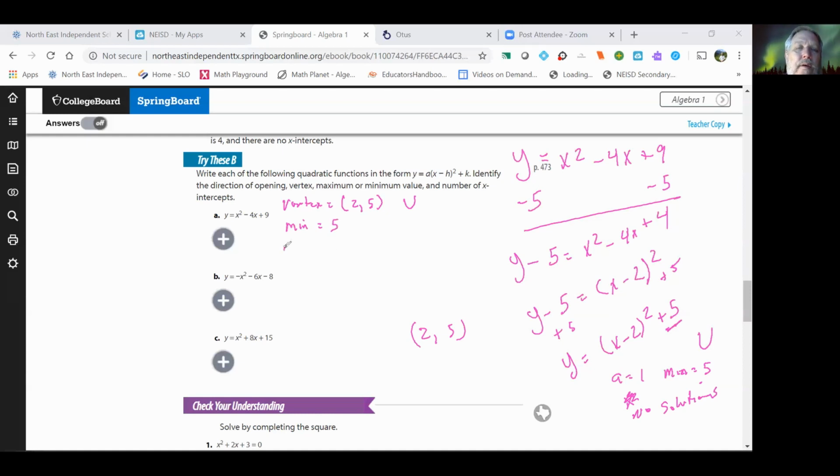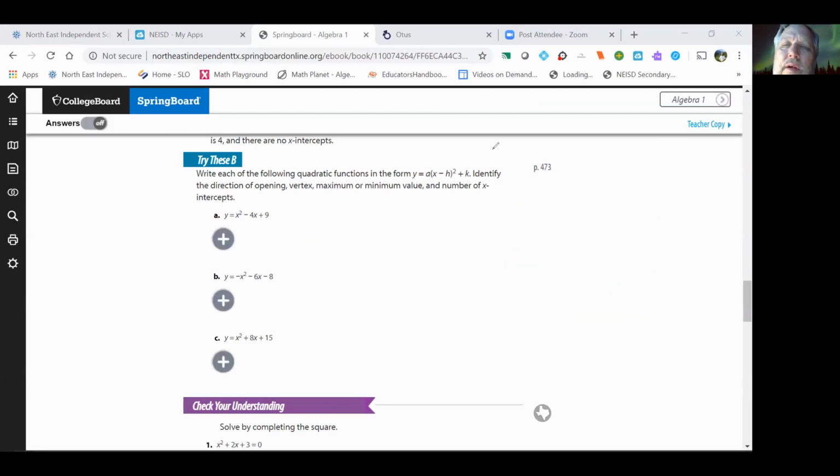And no x-intercepts or no solutions. B. It's going to be y is equal to negative x squared minus 6x minus 8. And in order to get this started, so I can do a perfect square trinomial, that has to be a positive x squared. So therefore I'm going to go ahead and multiply both sides by negative 1.